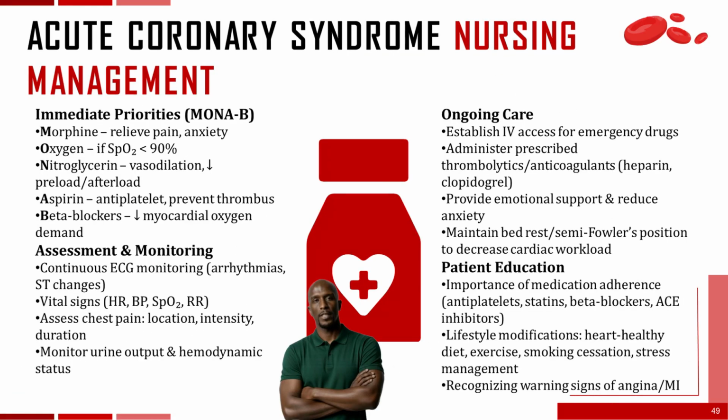In acute coronary syndrome, nursing management focuses on immediate priorities using MONA-B: morphine for pain, oxygen if peripheral capillary oxygen saturation is less than 90%, nitroglycerin for vasodilation, aspirin to prevent thrombus, and beta blockers to reduce oxygen demand. Continuous electrocardiogram monitoring, vital signs assessment, and patient education on medication adherence and lifestyle changes are crucial for ongoing care.